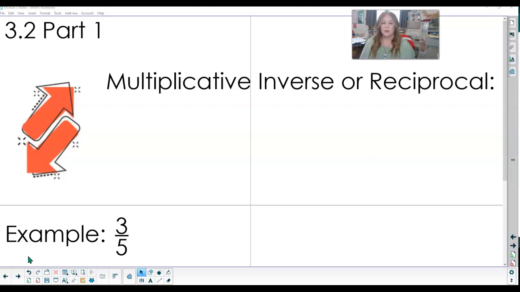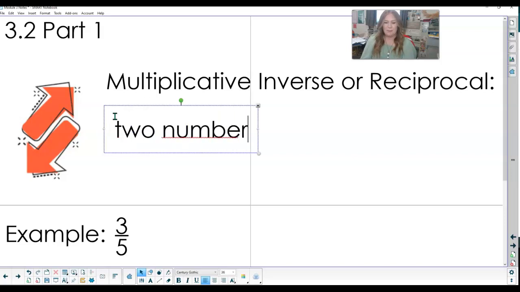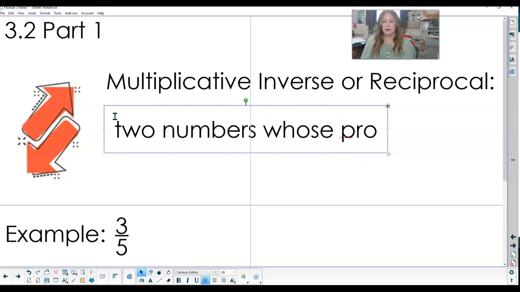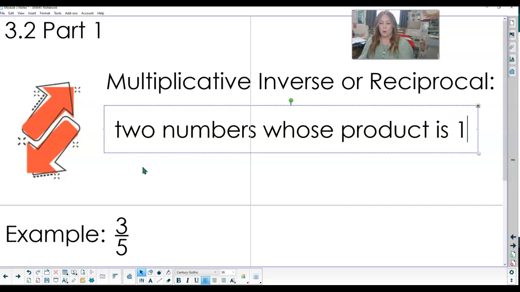For our notes for 3.2 part 1, we are going to be learning about what the multiplicative inverse or a reciprocal means. So multiplicative inverse and reciprocal mean the same thing. So we're talking about dividing fractions, but the opposite of divide is to multiply. These are partner operations. You can flip them and do them backwards and they mean the same thing. So a multiplicative inverse is when you have two numbers whose product is 1.